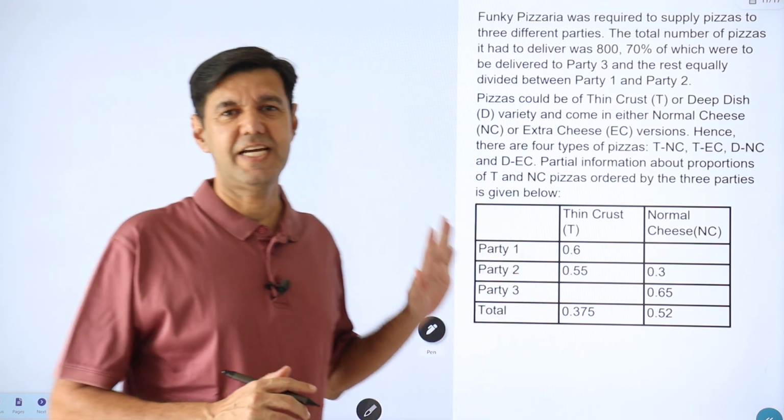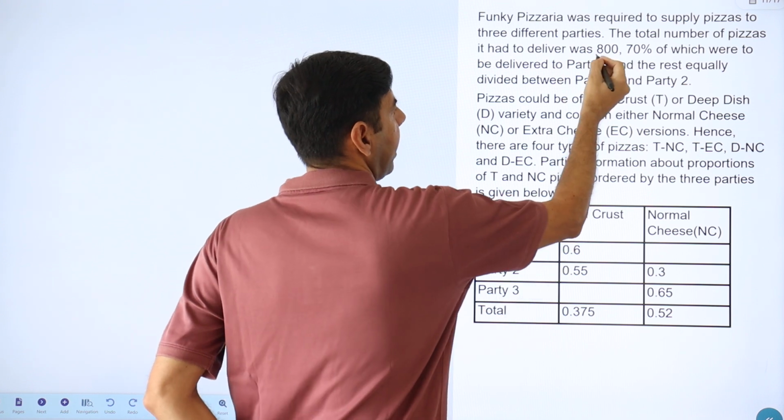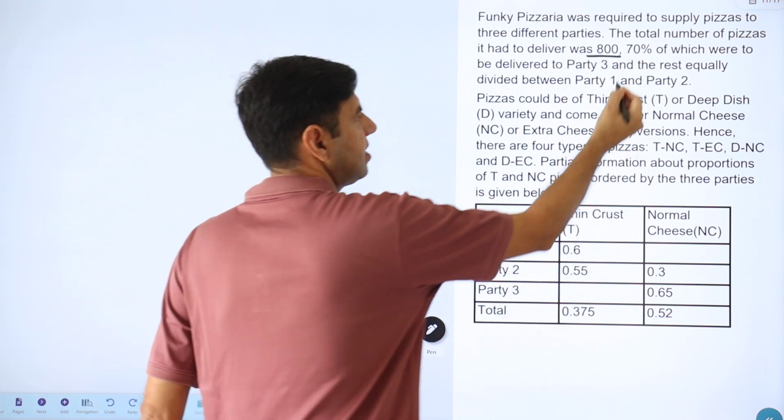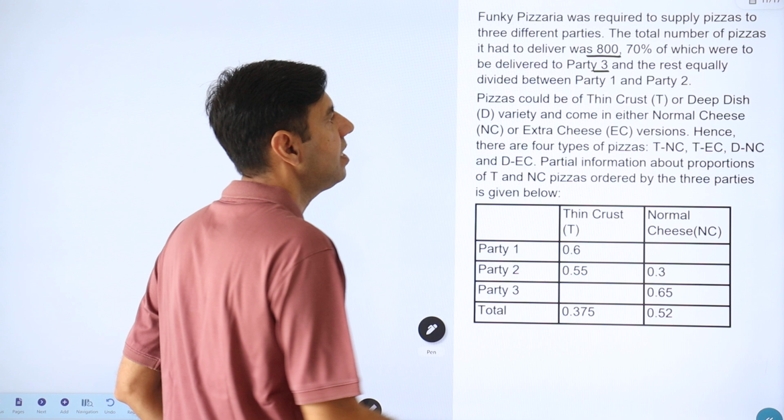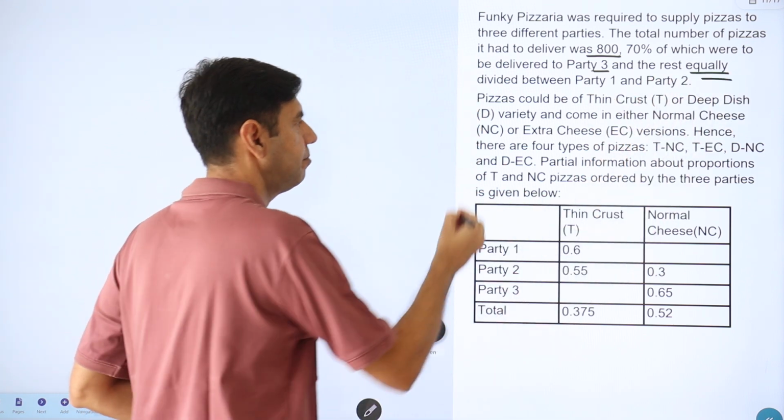One of the easy sets in the paper. So 3 parties, 1, 2, 3, 800 is the total number of pizzas, 70% went to party 3 and the rest equally between 1 and 2. So we note the total numbers.